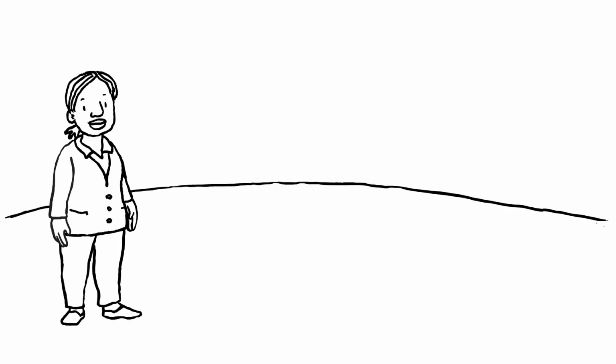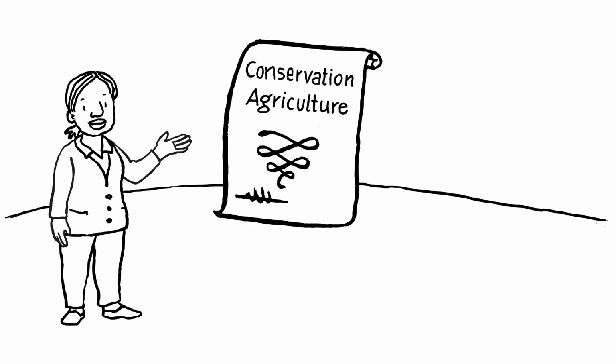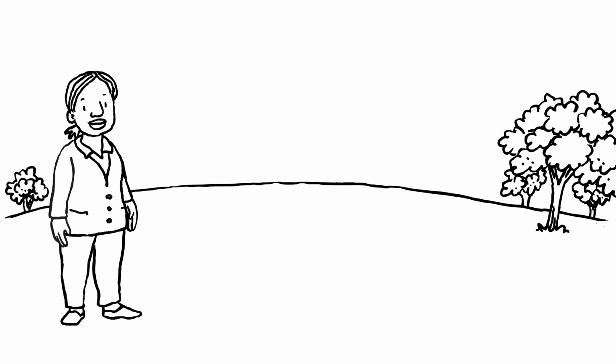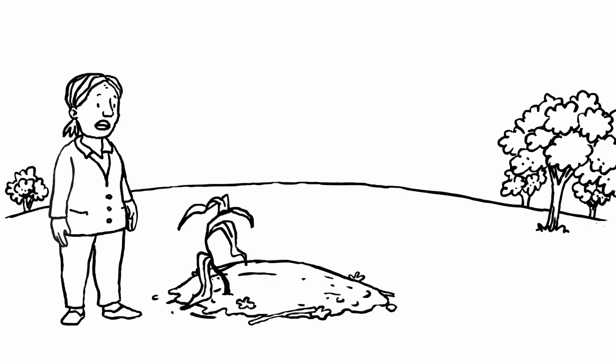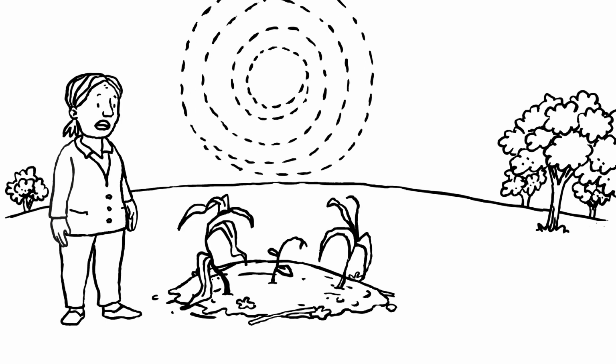This is Sara. She's an expert in a technology called conservation agriculture. She has recently been in the Sahel and has seen how difficult it is in this environment to maintain soil fertility, increase crop productivity, and cope with a changing climate.